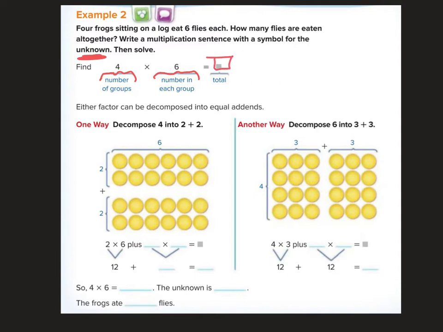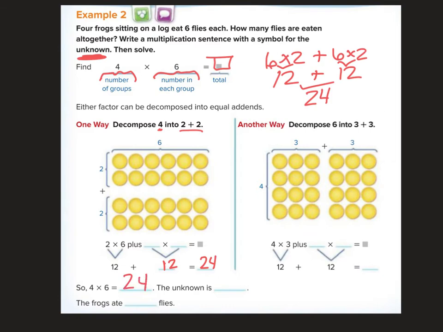Okay, so I can decompose 4 into 2 and 2. So therefore, I'm going to be doing 6 times 2 plus 6 times 2. Okay, so 6 times 2 and 6 times 2 would be 12 plus 12, or 24. 12 plus 12 equals 24. So 4 times 6 is 24. The unknown is 24. Frogs ate 24 flies.